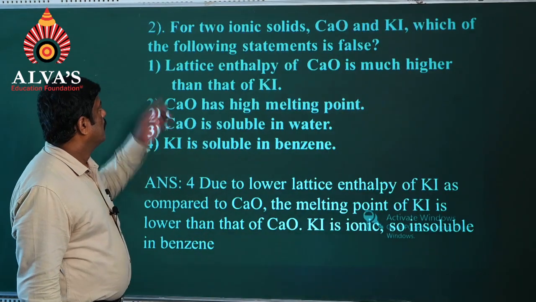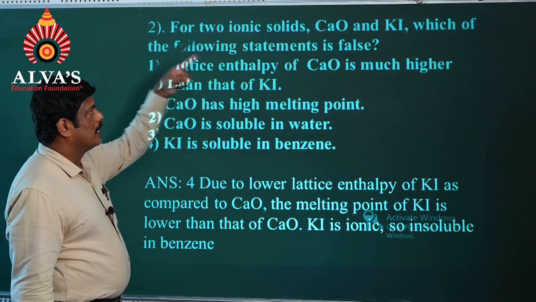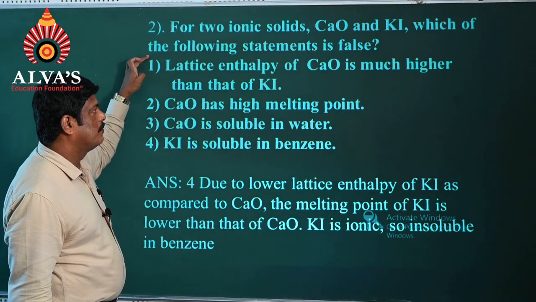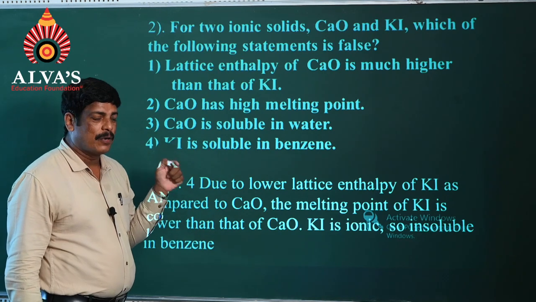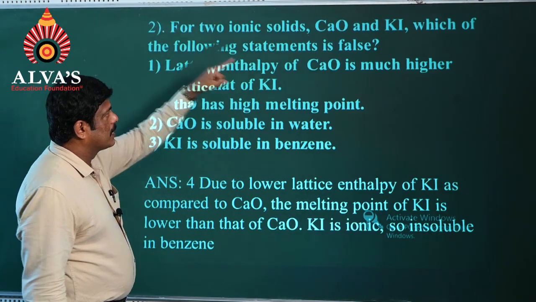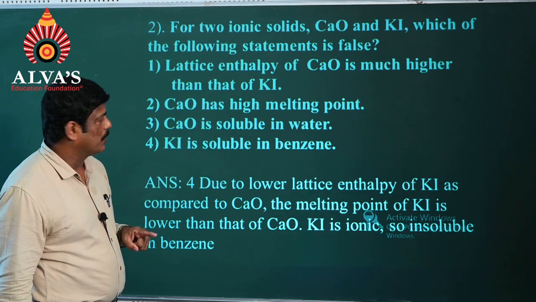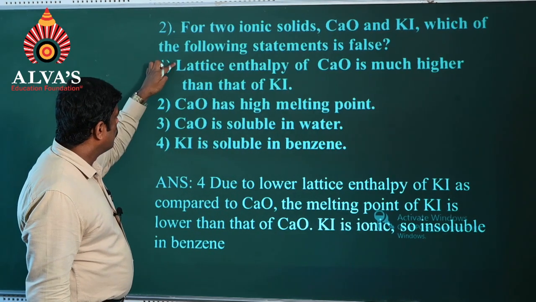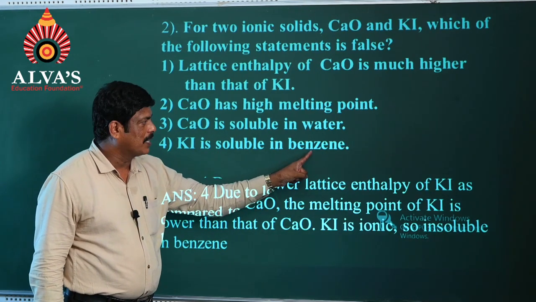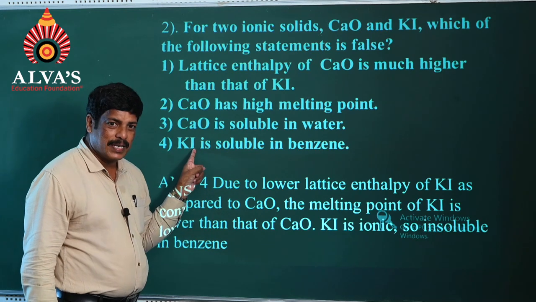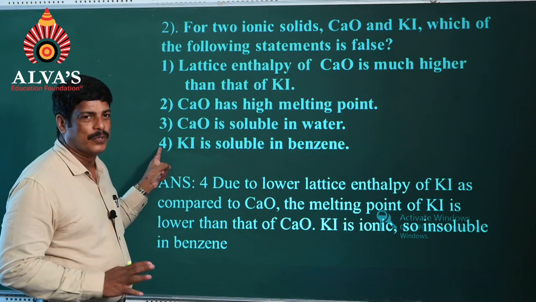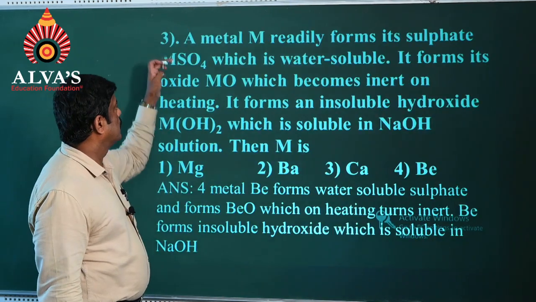Okay, second question. For two ionic solids, calcium oxide and potassium iodide, which of the following statements is false? So we have to identify the wrong statement. It's very simple. Two ionic solids, calcium oxide and potassium iodide. These two are ionic compounds. When you look at the options, 'potassium iodide is soluble in benzene' is a wrong concept, because potassium iodide is an ionic compound, hence it is insoluble in benzene. Hence the option must be the fourth one. Let us go for the third question.